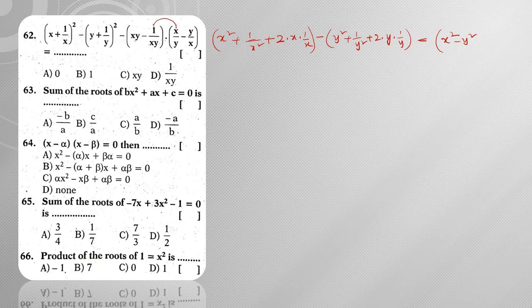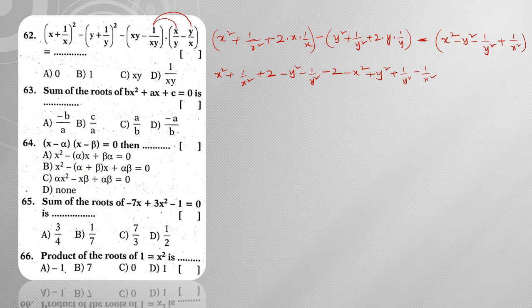Next, with the second term, minus 1 by xy into x by y. So this I can write as minus 1 by y square. Next, minus into minus is plus, so y gets cancelled, I can write it as 1 by x square. Now on simplification, I can write this as x square plus 1 by x square plus 2 minus y square minus 1 by y square minus 2, and with this minus when I multiply, this becomes minus x square plus y square plus 1 by y square minus 1 by x square.